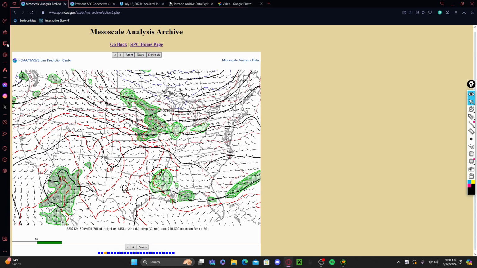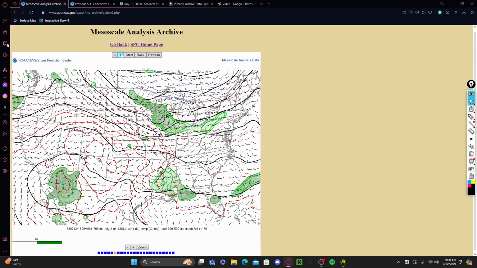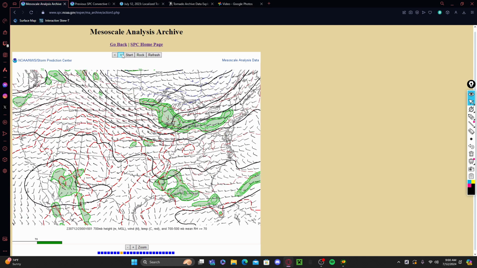The 700 millibar trough right here, though, would be our main forcing of the day. You can see as that moves through, extremely quickly after, that's when storms would form. Storms started somewhere around late 4 o'clock into 5 o'clock, and then very quickly ramped up.